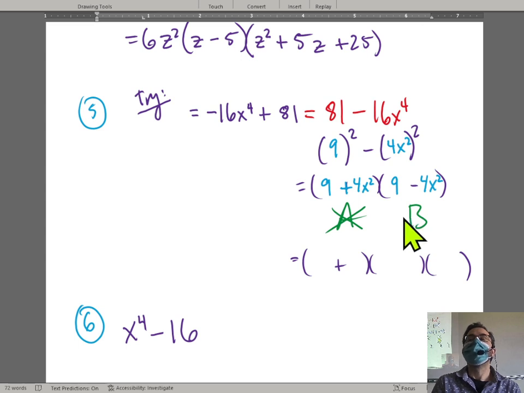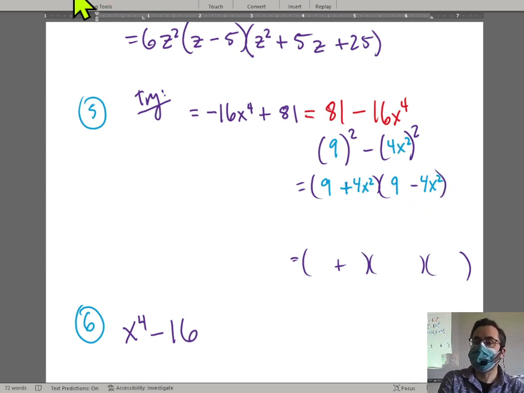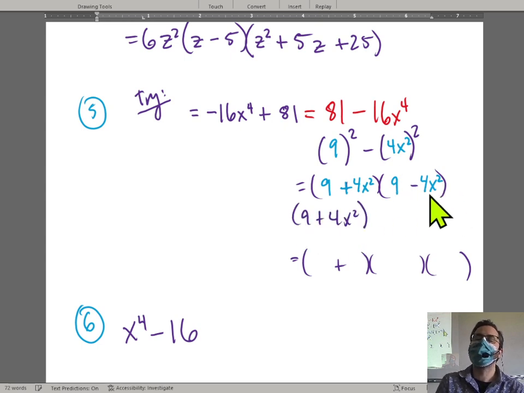It's almost ridiculous, but the idea repeats. This is a difference of squares again. So the first chunk is just going to stay 9 plus 4x squared. But you have to look at this and say, oh, perfect square minus another perfect square. So let's do the work.